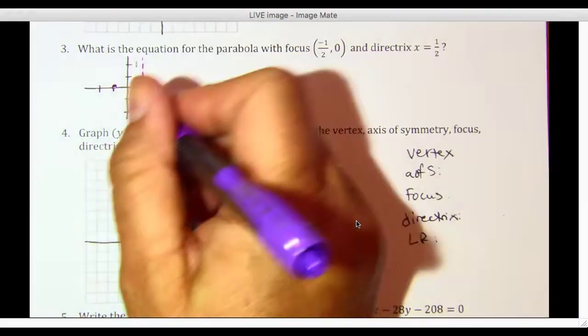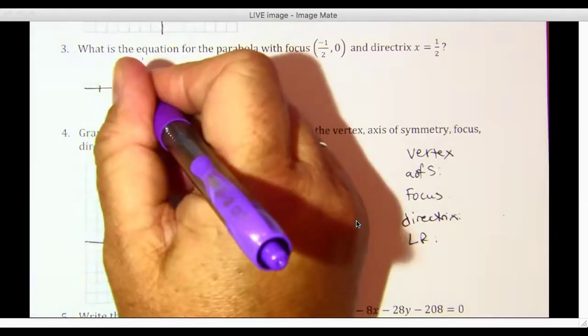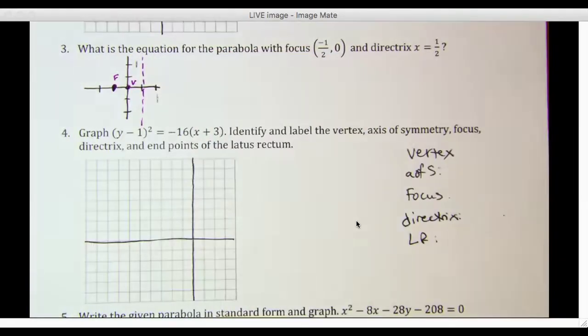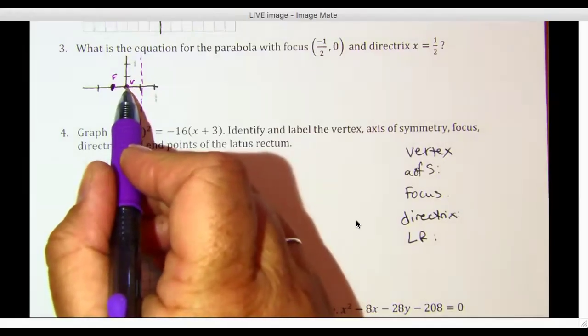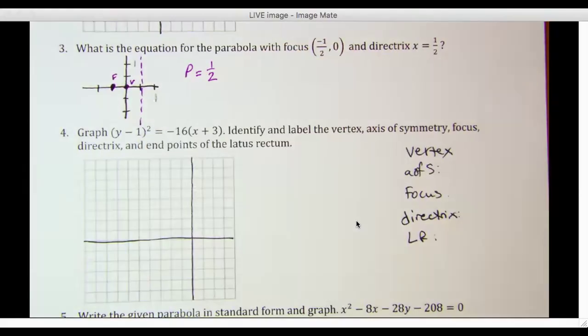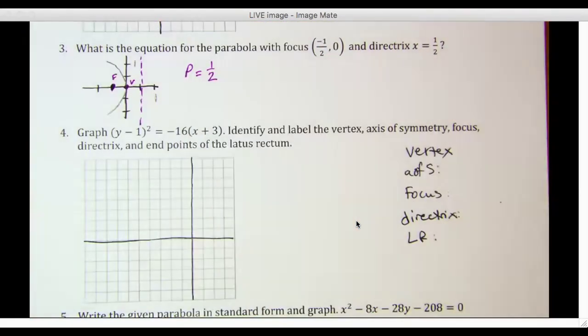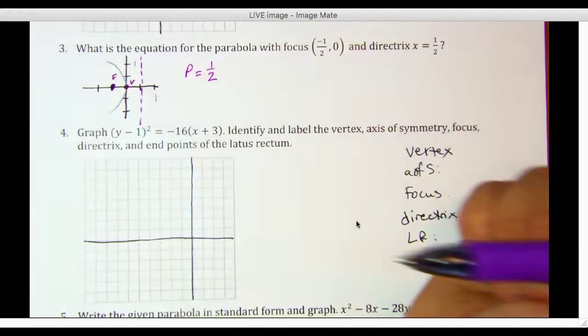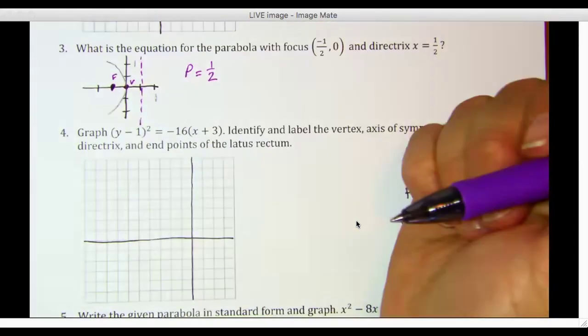Well, my vertex is going to be halfway between that point and that line. So my vertex is at the origin. That means the distance from the vertex to the directrix, or from the vertex to the focus, that p-value, is 1/2. Okay. Now I can see my center is at the origin, and if I have a vertical directrix, my parabola is going like this. That's a horizontal parabola, and it's curving to the left, so I know that I have a negative p-value.